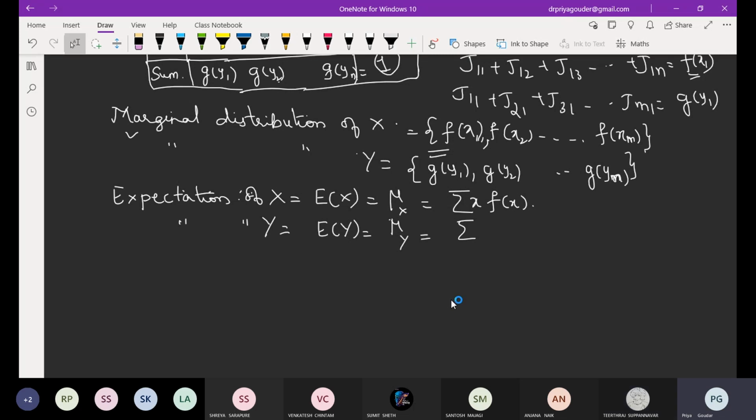Tell me what it should be. Y, g of y. Yeah, y into g of y. After this, I tell you the thing. Here the example will be, they will give a joint probability table. They will ask you to calculate marginal distribution, expectation, variance, correlation, and all that.